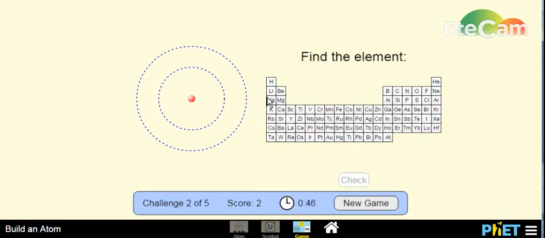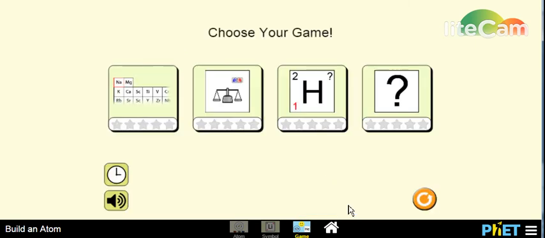Continue with the rest of the elements. See if you can figure out what this is. Try the game on your own. You can also try some other games here. See if you can identify all the atoms in their various configurations. Have fun!